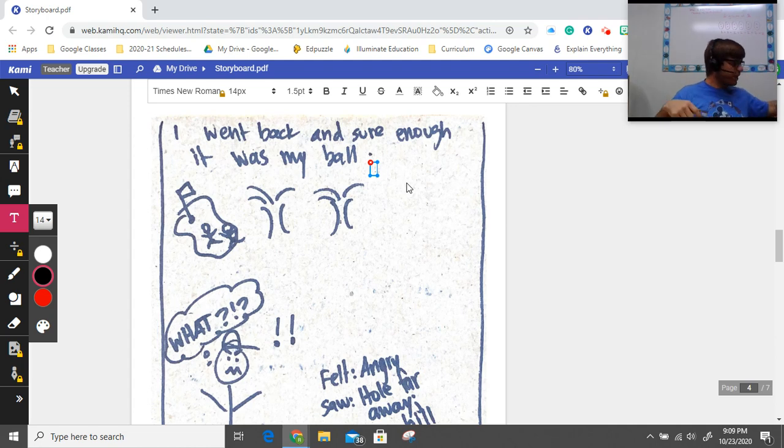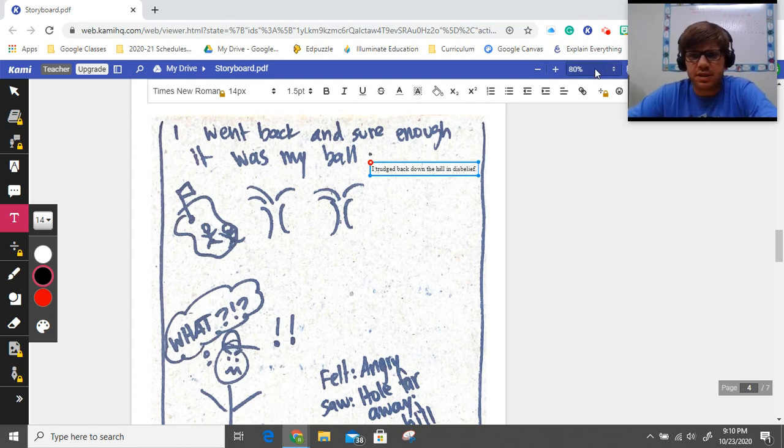So here we go. I need to add dialogue. I want to really add details to the scene, like the setting, describe the setting. So here we go. I went back and sure enough, it was my ball. But instead of just going back, I'm going to kind of describe that. I trudged back down the hill in disbelief.